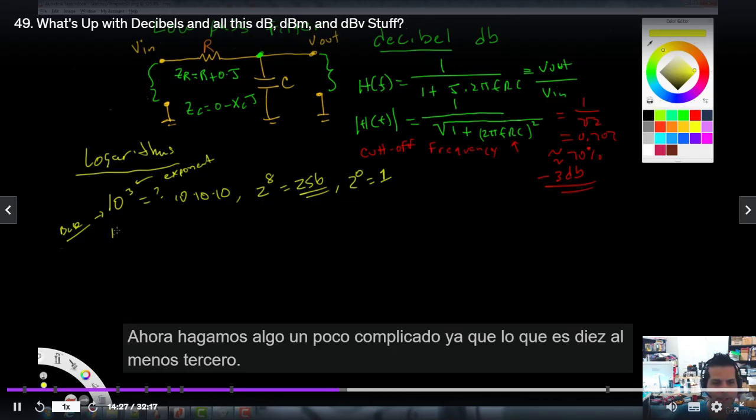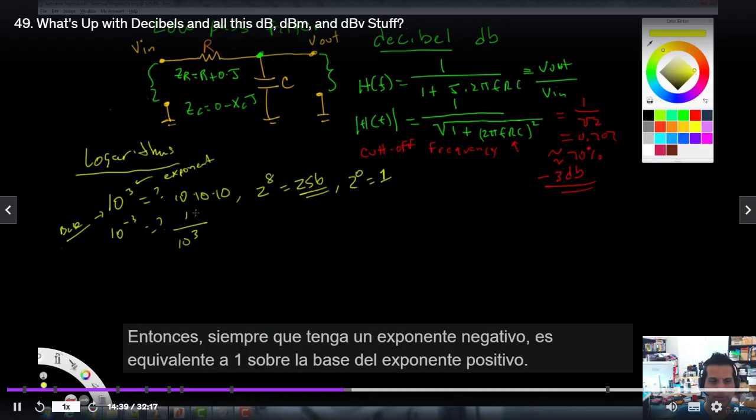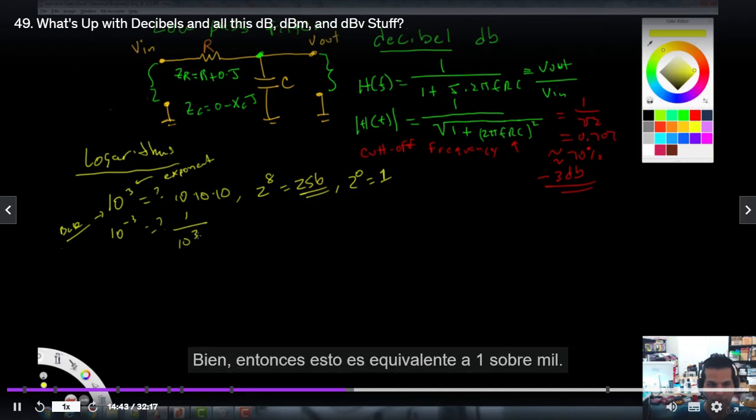So now, what is 10 to the minus third? What does that equal? Well, this is just 1 over 10 to the third. So you just invert it. Whenever you have a minus exponent, it's equivalent to 1 over the base to the positive exponent, okay? So this is then equivalent to 1 over 1,000.